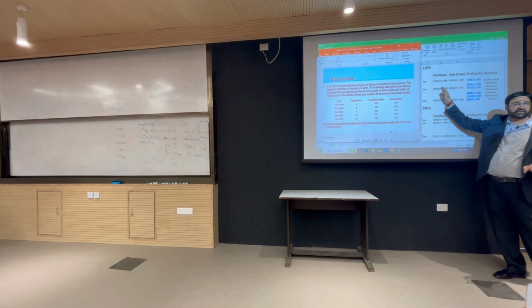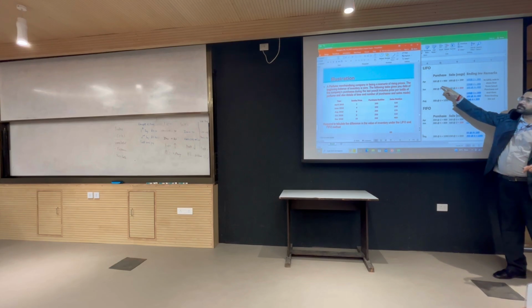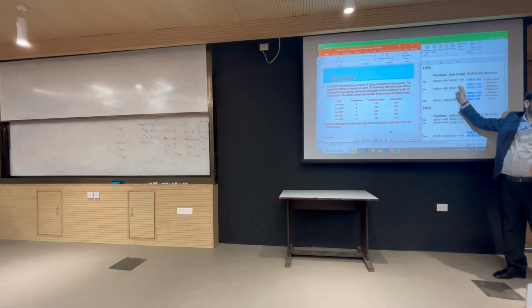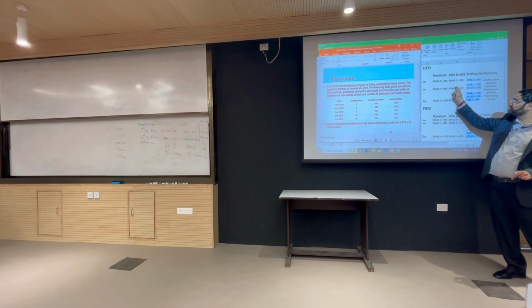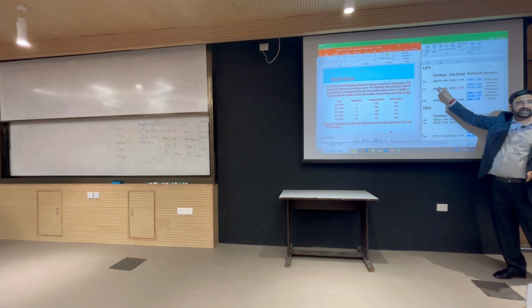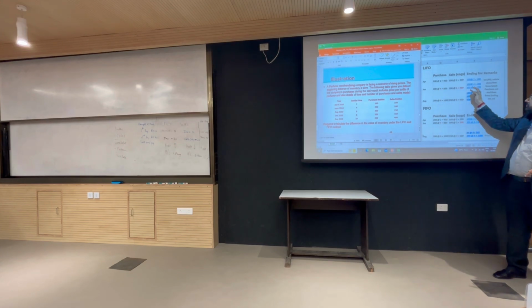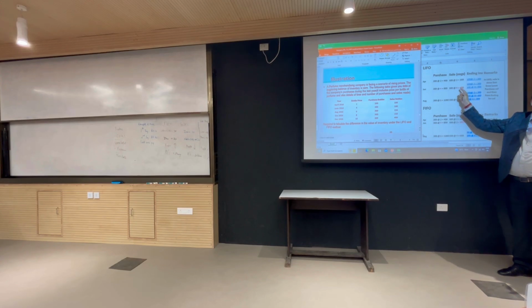So this is 200 at 4. So you have sold 100 at 4 from this 200. This 100 at 4, because we have sold 100 at 4 from this 200. Right? Are you all clear? Yes. So 400 is the cost of goods sold.